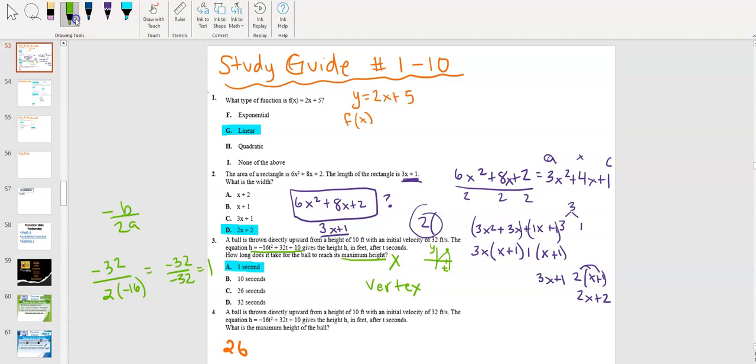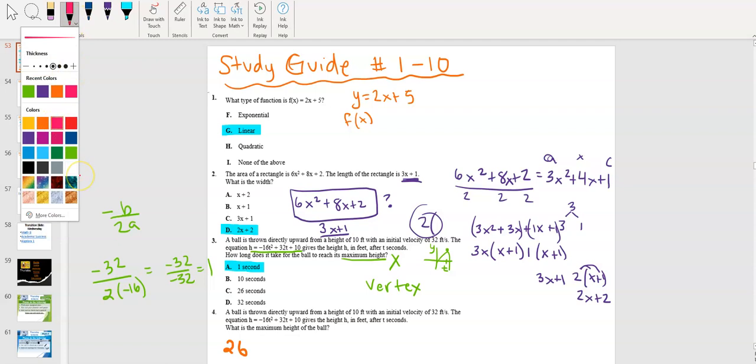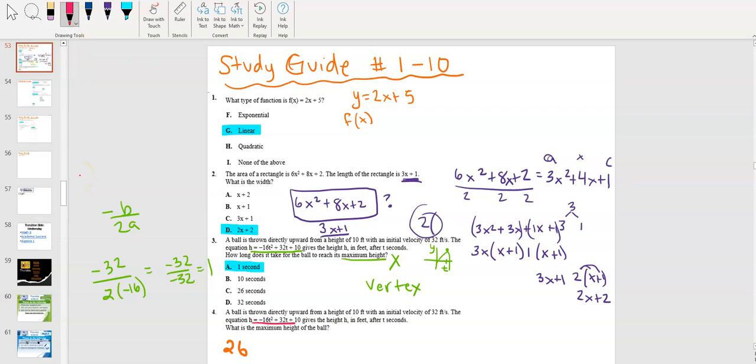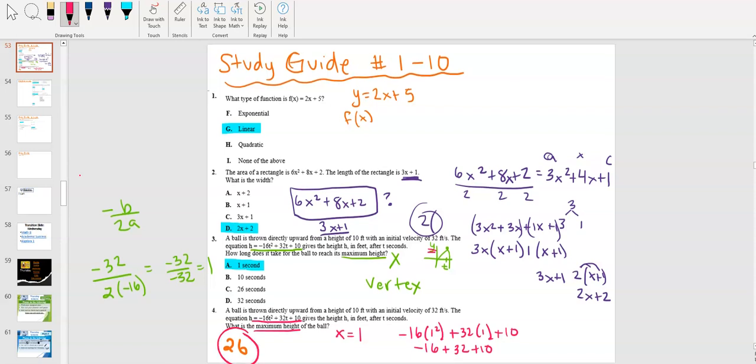Now, continuing on the bottom question, it's the same idea, the same equation, except we're looking for the maximum height. So remember, our maximum height is y. I'm going to take my x value and plug it back into my equation: negative 16 times 1 squared plus 32 times 1 plus 10. That ends up being negative 16 plus 32 plus 10, and that's how I get 26. Okay, so that's the first 4.